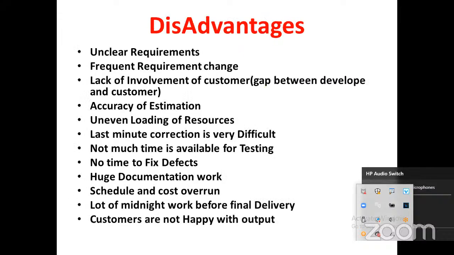So the drawbacks in the waterfall model are unclear requirements. If the requirement is not clear, is it clear? At the initial stage, gathering the requirements is very difficult. That is the problem. Unclear requirements. Frequent requirement changes will be there. Lack of involvement of the customer. There is a lot of gap between the developer and the customer because there is no interaction between the development team and the product management team. Did you understand, everyone? And accuracy of estimation.